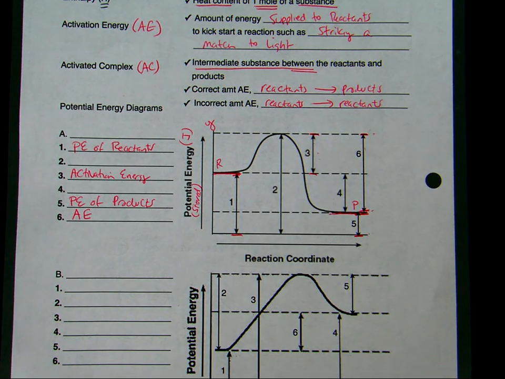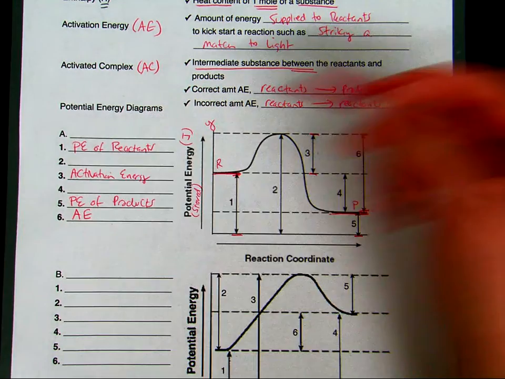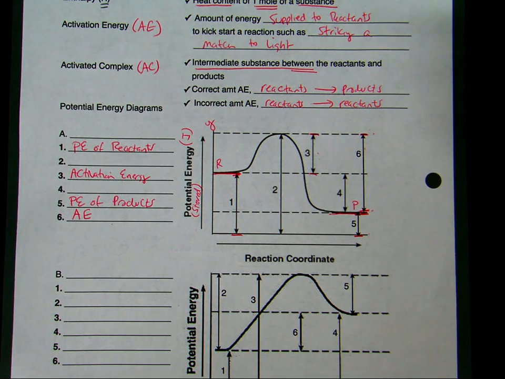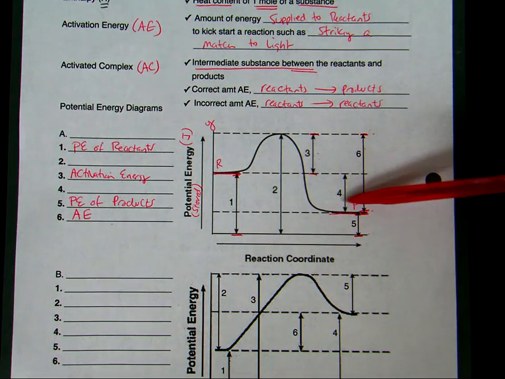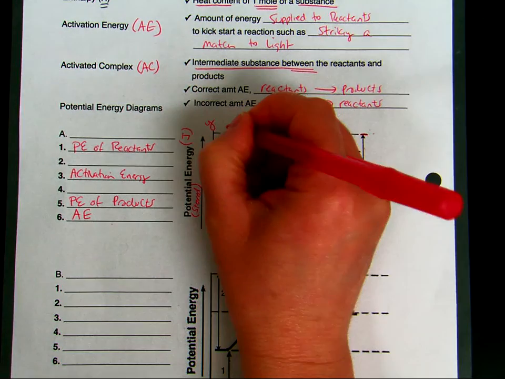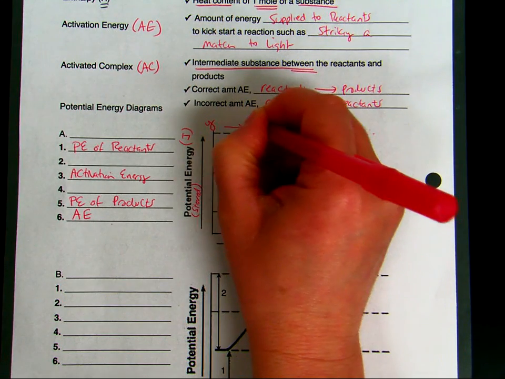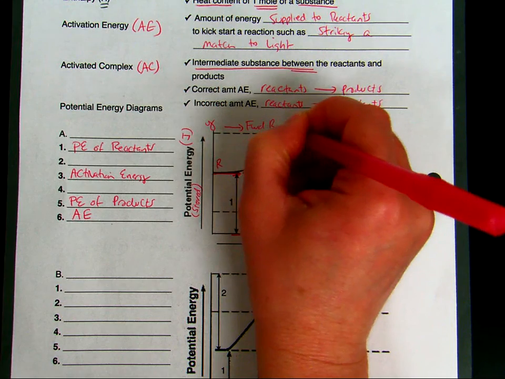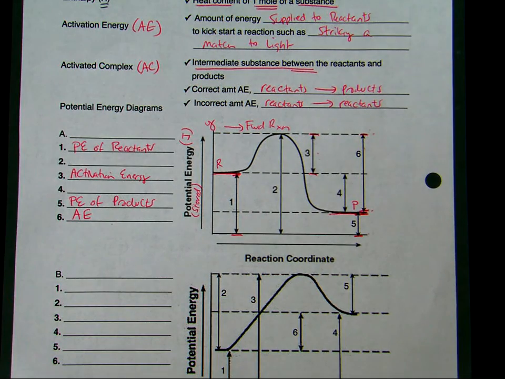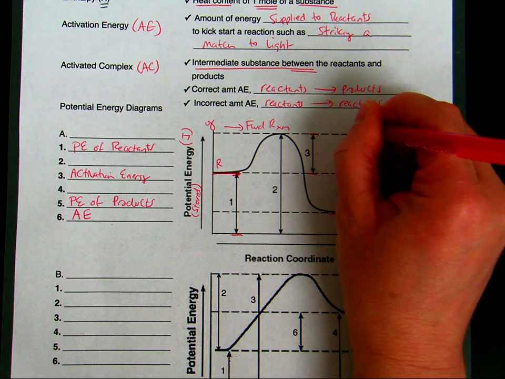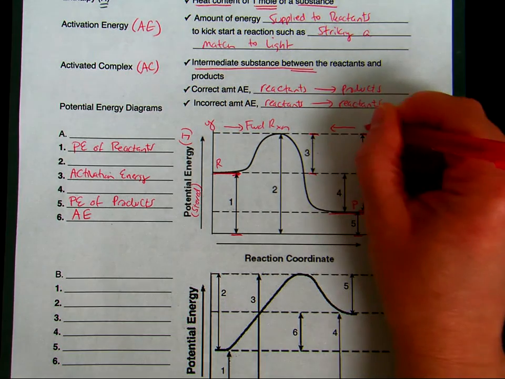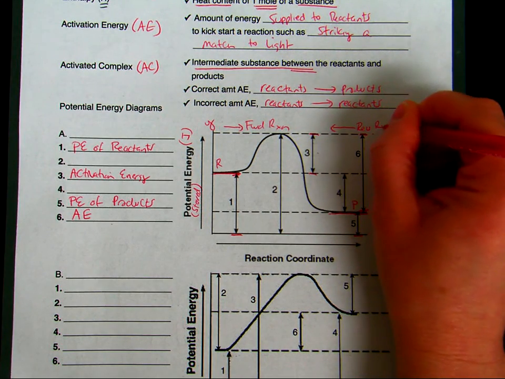So here's the difference between these two activation energies. In science, you know that when you have a diagram or a graph, you need to be able to look at it in the normal direction, left to right. That means you're looking at the forward reaction. But once in a while, you have to look at it from the opposite, where you're going from the products back to the reactants. So that would be the reverse reaction.